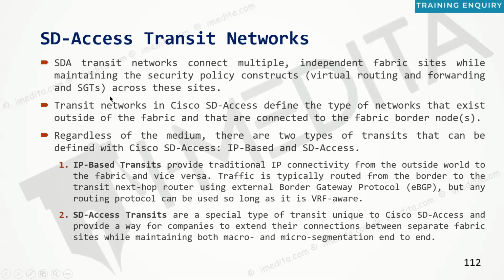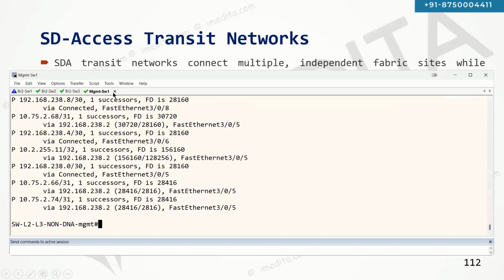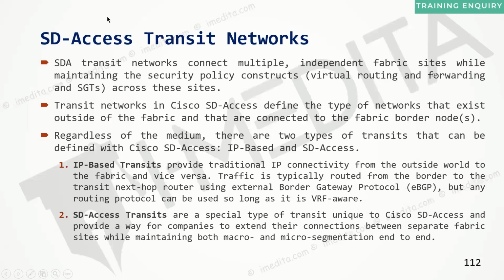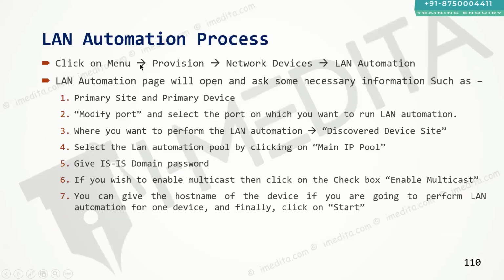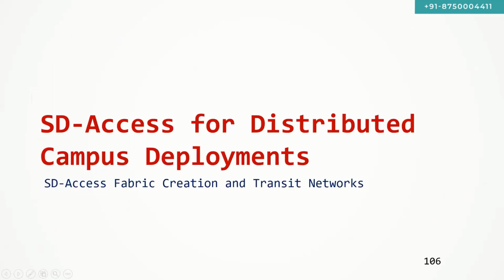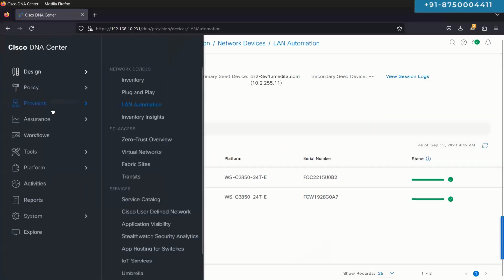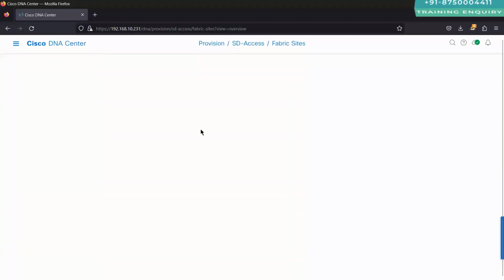So this is it. This is done. This is how the LAN automation process is going to work. Next thing that we need to talk about: we have built our underlay network. Now, once our underlay network is built, we go to the provision and go to the fabric site, and we are going to build our fabric here.